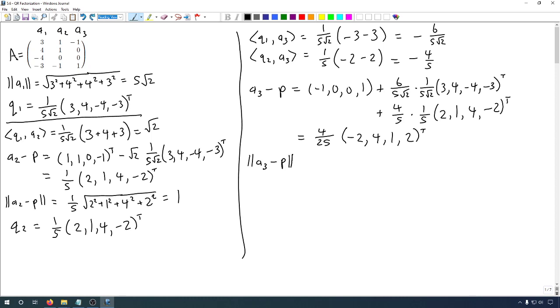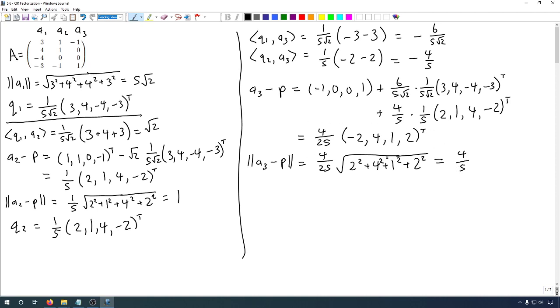This square. We have a 4 over 25. We have a square root of 2 squared plus 4 squared plus 1 squared plus 2 squared. And kind of funnily, we have the same numbers here that we had under this square root, just in a different order. And so we get a square root of 25, so we end up with a 4 over 5.